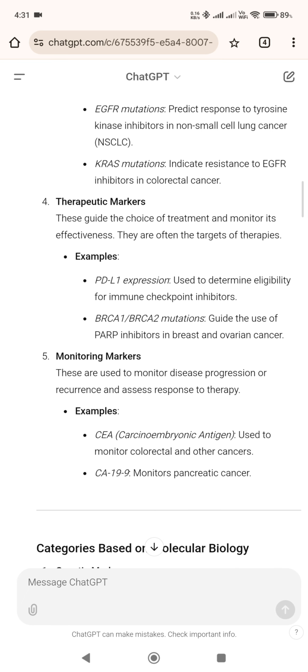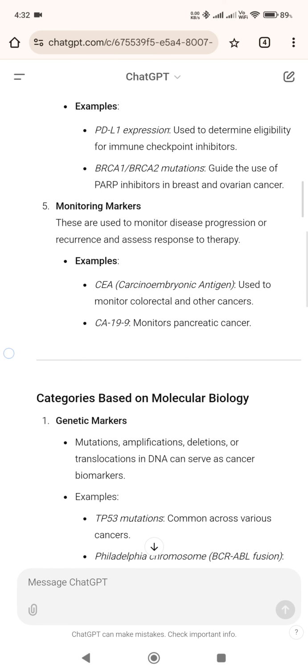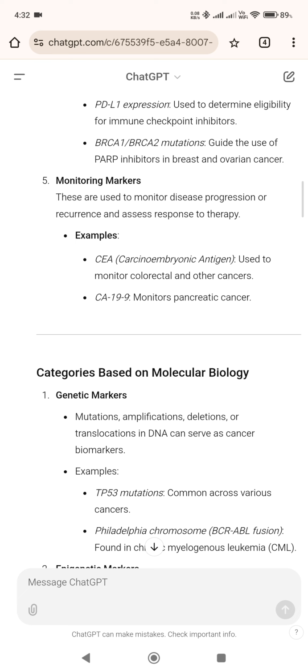4. Therapeutic markers. These guide the choice of treatment and monitor its effectiveness. They are often the targets of therapies. Examples: PDL1 expression, used to determine eligibility for immune checkpoint inhibitors. BRCA1 BRCA2 mutations guide the use of PARP inhibitors in breast and ovarian cancer.